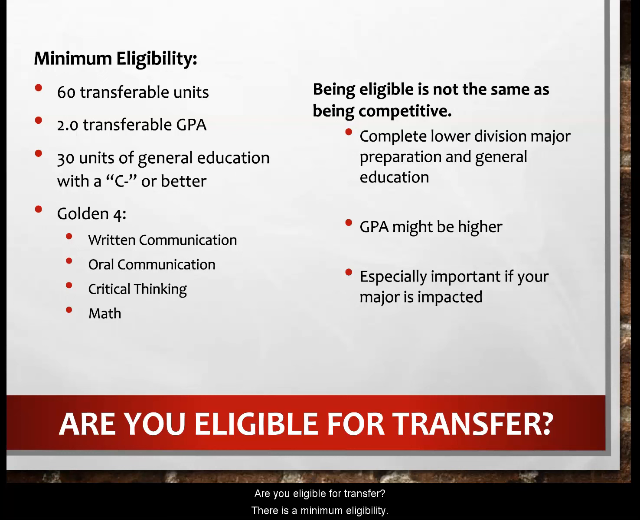Are you eligible for transfer? There is minimum eligibility. You need to have at least 60 CSU transferable units, 2.0 transferable GPA, and 30 units of general education with a C or better must be completed. You also have to do the Golden 4, which is the written communication, oral communication, critical thinking, and transferable math.